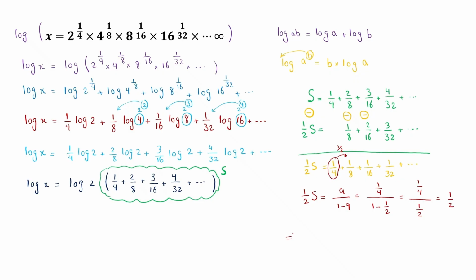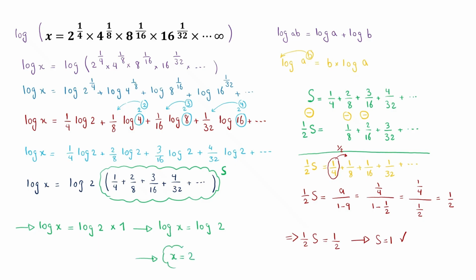As you can see, we have 1 over 2 S equals 1 over 2, and it means that S is equal to 1. Finally, when S is equal to 1, our question is simplified to log of x equals log of 2 times 1. So log of x is equal to log of 2, which means that x is equal to 2, the final answer.